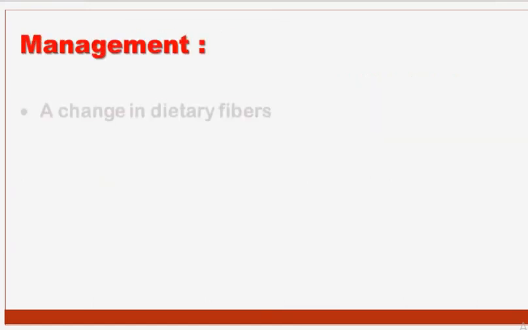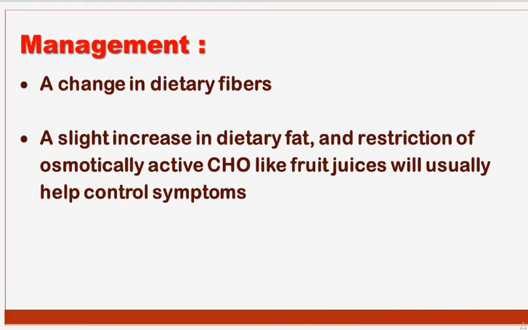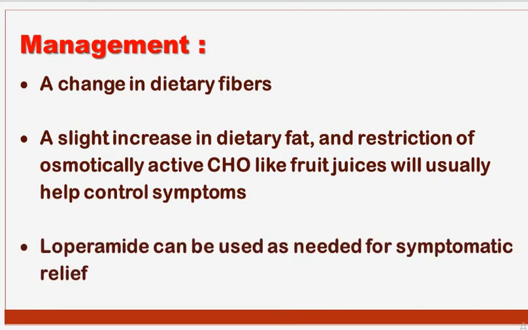Now, the management: there is no need for specific management, just to change the dietary fibers. So what increases the motility, we should eliminate or avoid. We should also slightly increase the fat, which is very important for normal brain growth and development. And we should restrict the osmotically active items, like fruit juice, as I said. It will help control the symptoms. And in those patients, we can use something to affect the motility for symptomatic relief, so we use loperamide.